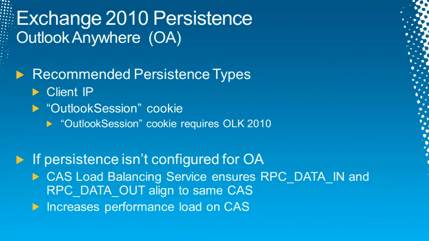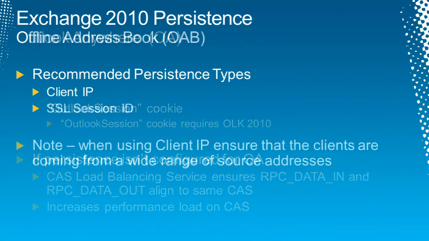It's confusingly named the load balancing service. It has nothing to do with actual load balancing on CAS. But what it does is identify when the RPC data in stream and the RPC data out stream are misaligned for the same connection, and then moves one of those connections to the other CAS server so that they're aligned to the same CAS. So we see a performance hit. It's a few percent on CAS. Essentially, if we do not have persistence on for Outlook Anywhere, we have to do this LBS service behind there to realign the two sessions. So Outlook Anywhere will work without persistence, but we see a performance hit for CAS.